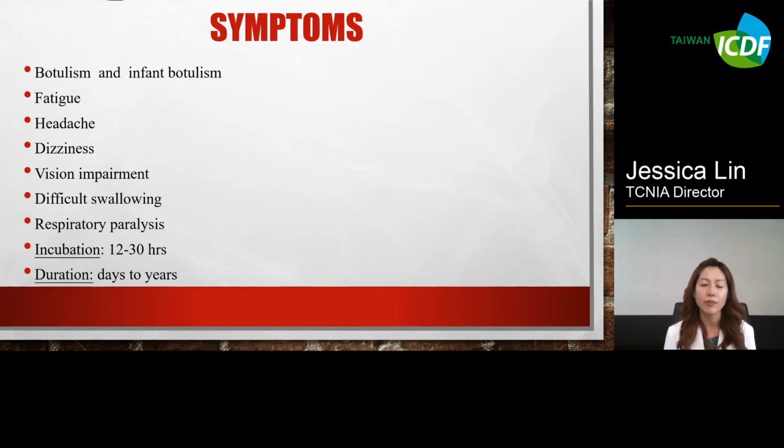The typical incubation time for C-botulism is within 12 to 30 hours, and the duration of the food poisoning incident can be as short as a couple of days, but it can also be as long as a couple of years. So it's a more complex bacteria. It takes longer time to recover.